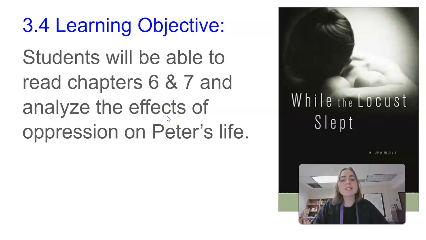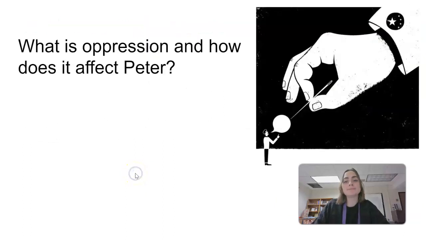Our objective for this lesson is that you are going to be able to read chapters 6 and 7, and we're going to start analyzing the effects of oppression on Peter's life. This is a really important theme for us to understand and for us to follow throughout the book, so that's what we're going to be talking about today. Our main question we're thinking about is, what is this word oppression and how does it affect Peter?